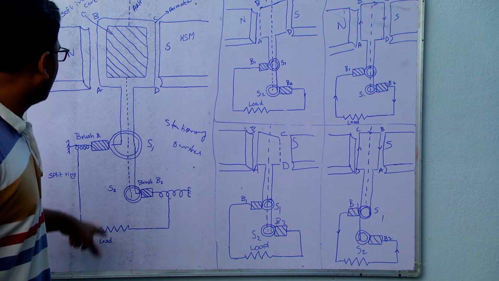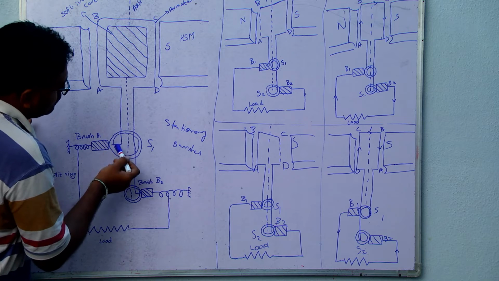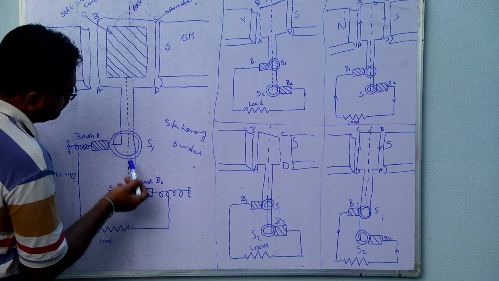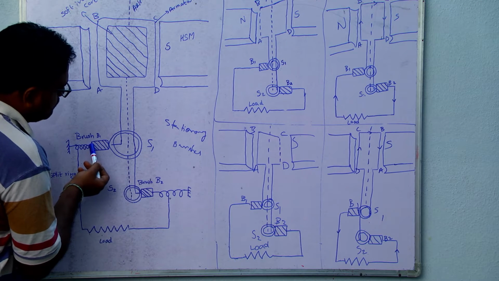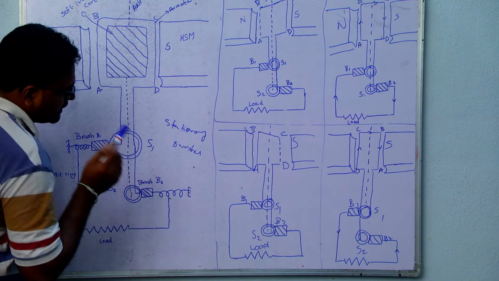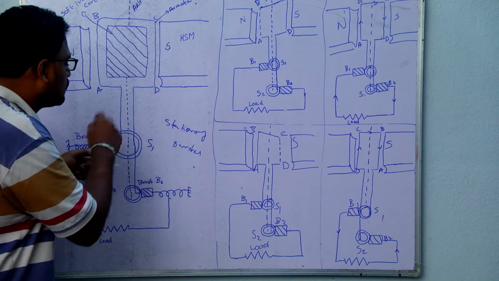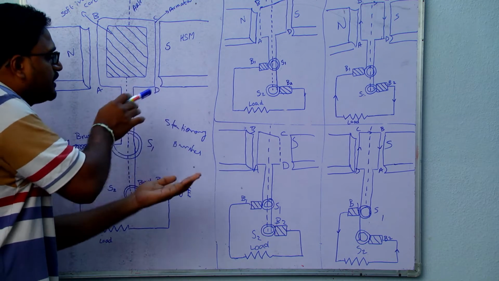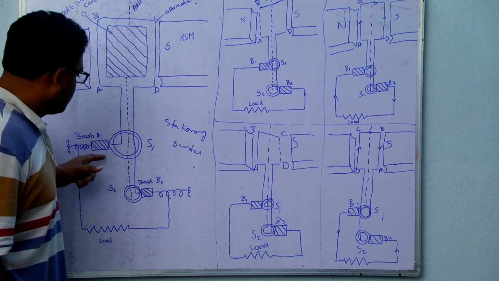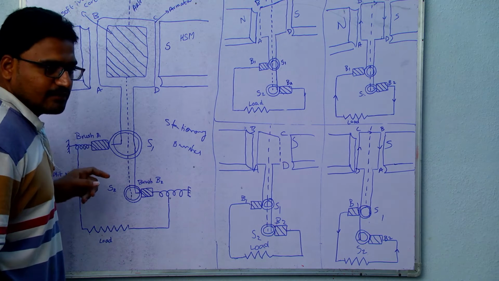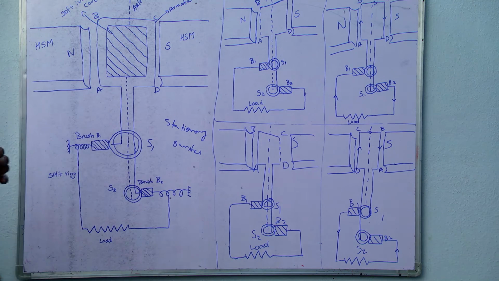And it has a load. These are the brushes, and the split rings: one end of the coil is connected to split ring S1, and the other end of the coil is connected to split ring S2. Split ring S1 is connected to brush B1, and S2 is connected to brush B2. If this coil is rotating, then these split rings also rotate, but the brushes are stationary. Okay, these are the parts of the AC generator.